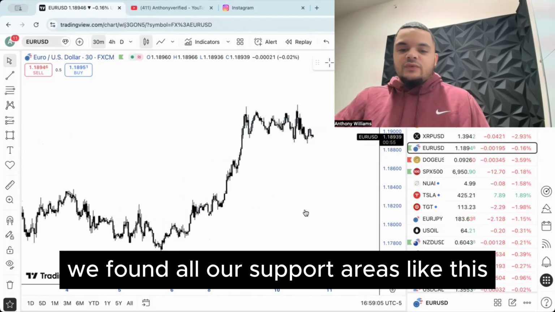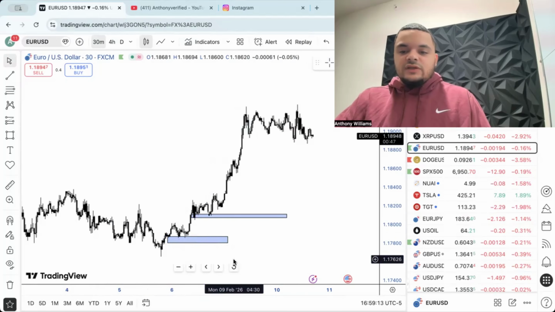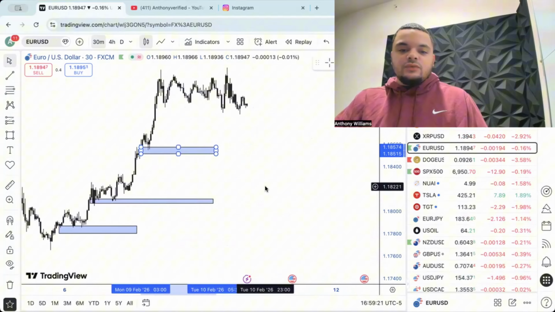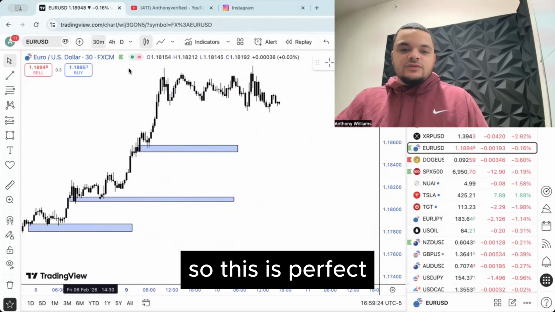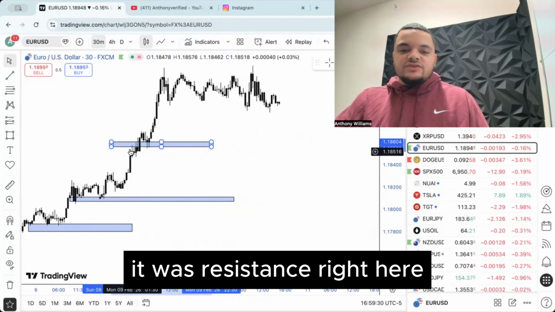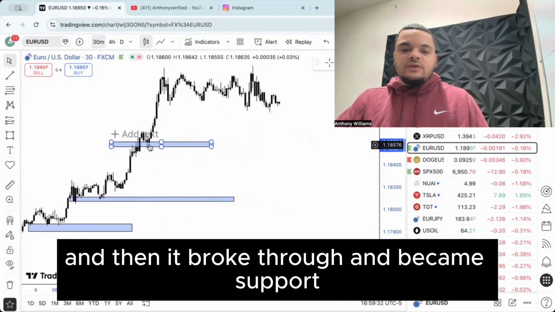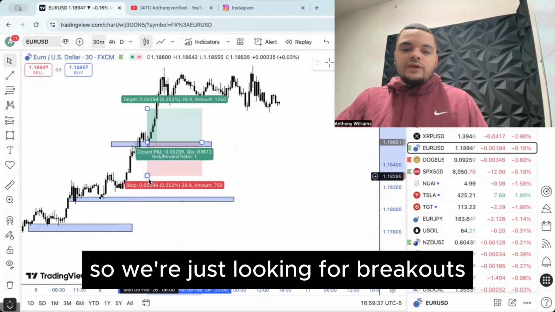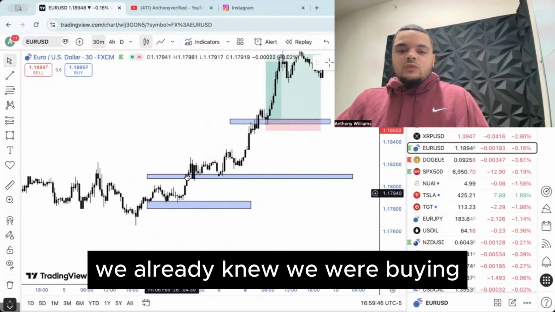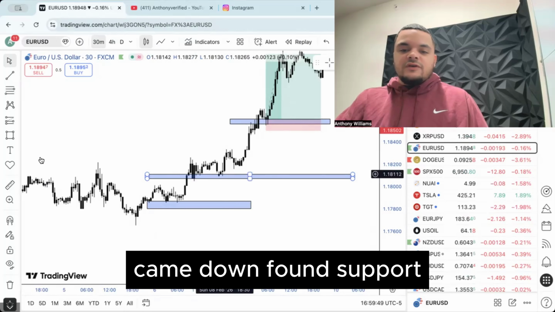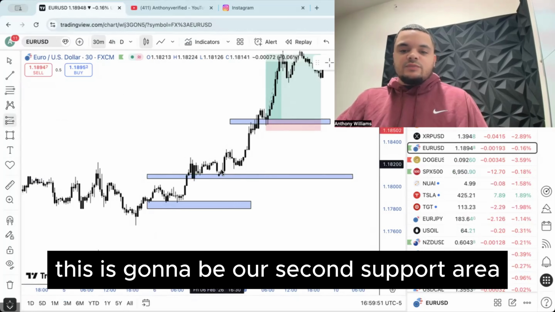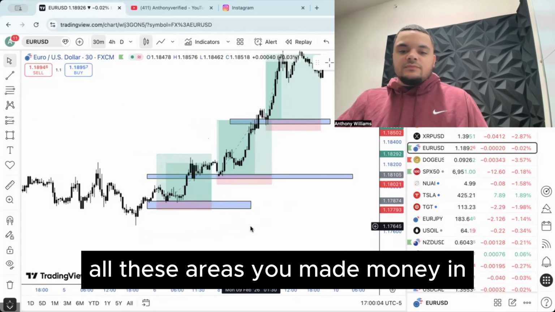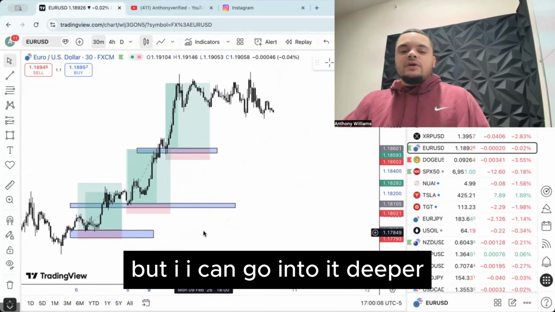All right, since we found all our support areas like this, we're just going to wait for areas where it breaks through and makes a support. This is perfect: it was resistance right here, and then it broke through and became support. That's a buy area. We already know we're buying, so we're just looking for breakouts. Here's one too. We came down and found support. This is going to be our second support area, and this is our third support area. All these areas you made money in. But I can go into it deeper after this.